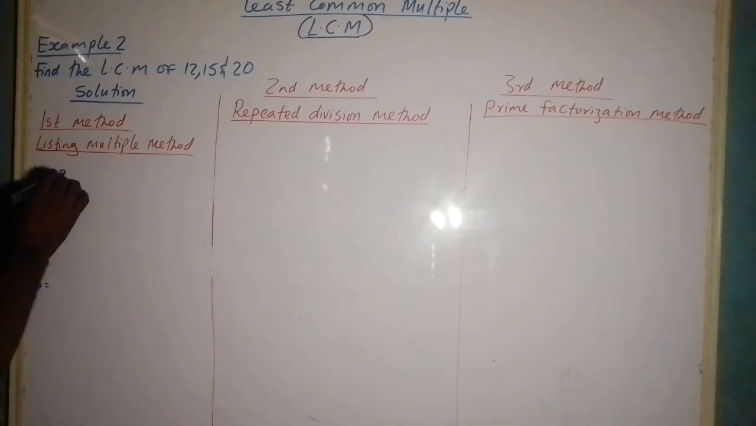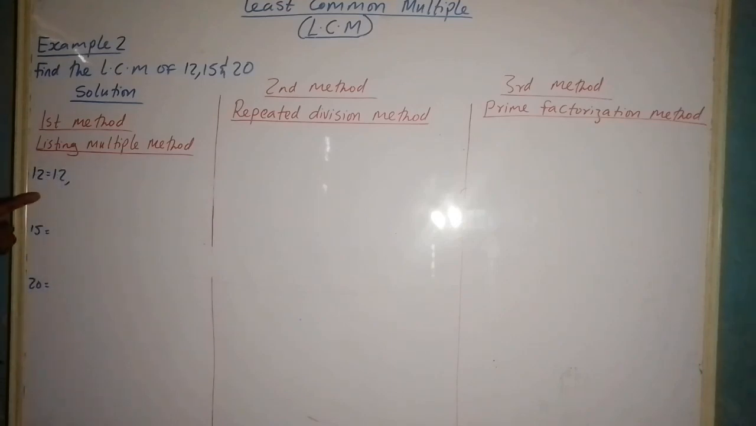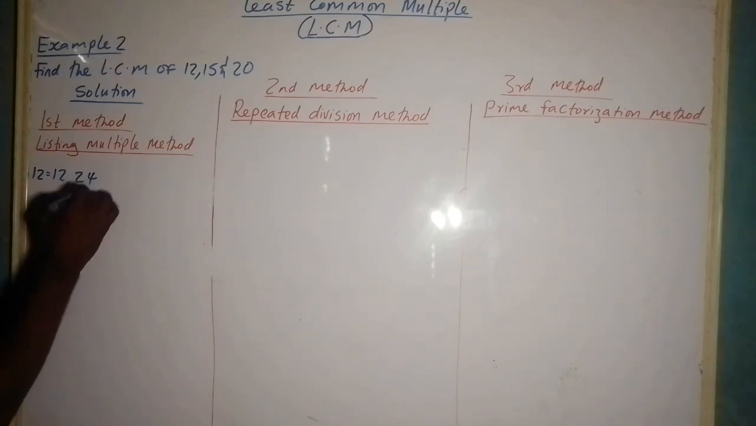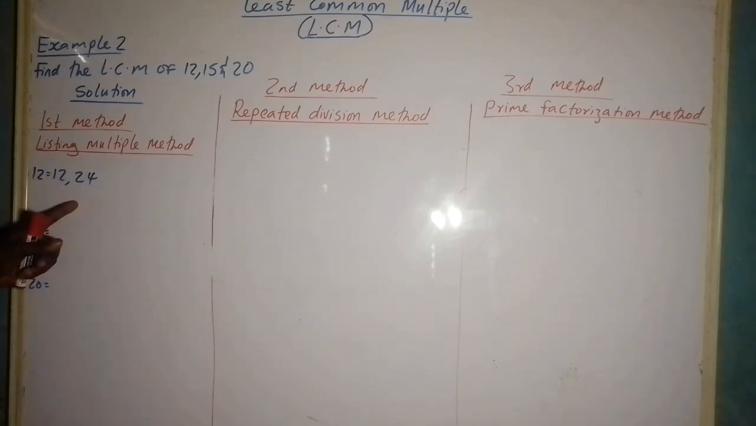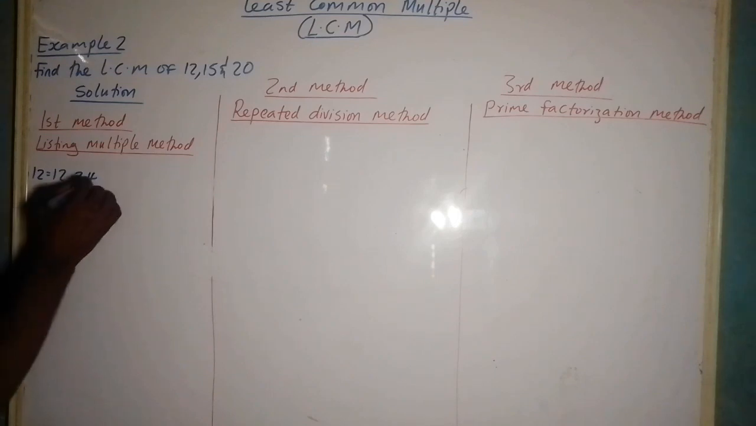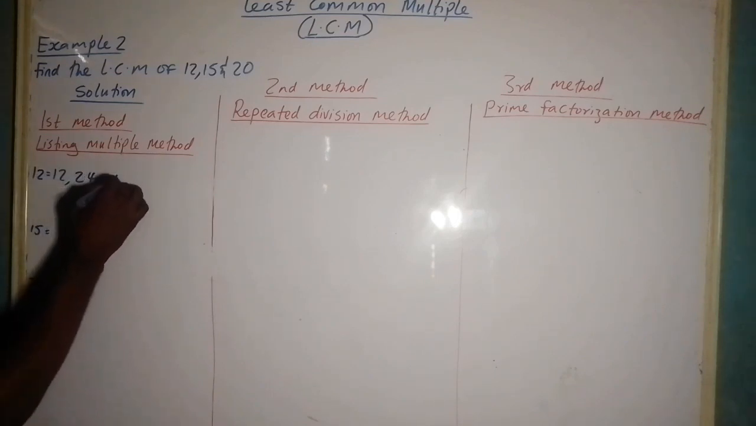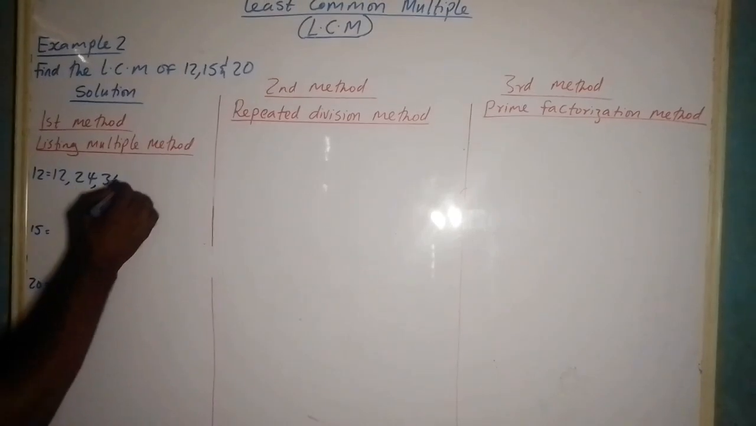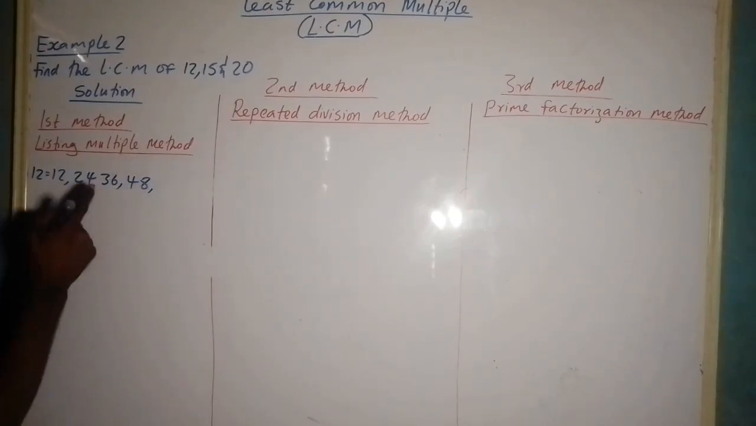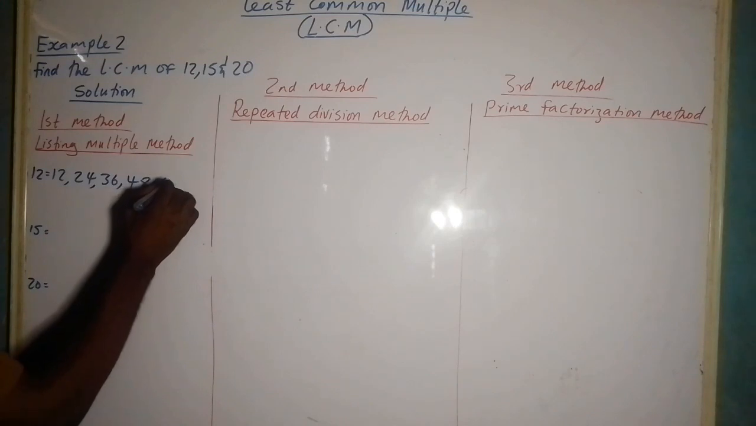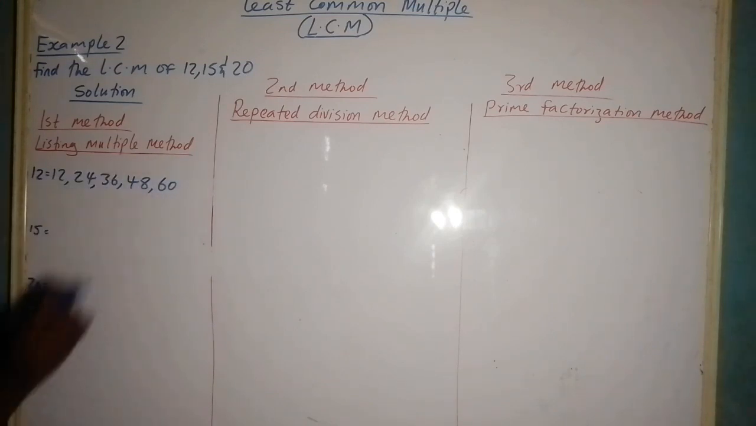Now let's start with 12. 12 times 1 is going to give you what? 12. 12 times 2 will give us what? 24. That is 12 plus 12 will give us 24. That's successive addition of the number. Now 24 plus 12 will give us 36. 36 plus 12 will give us 48. 48 plus 12 will give us what? 60. It's up to 5.